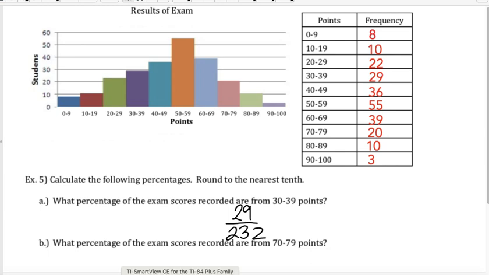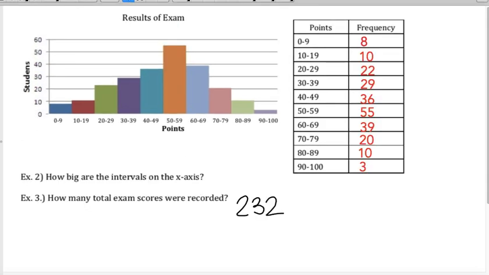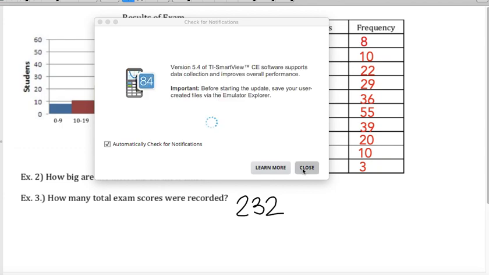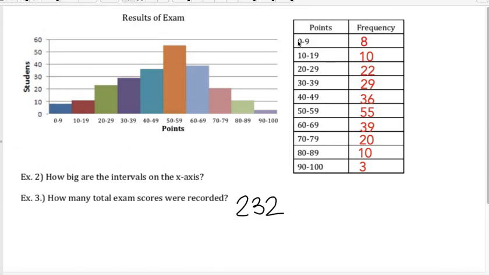While my calculator is warming up, let's go back to that question that I breezed right past. So example number 2: how big are the intervals? We have 0 to 9, 10 to 19, 20 to 29. At first glance, a lot of students are going to say that the intervals here are a length of 9. But you have to count this 0.